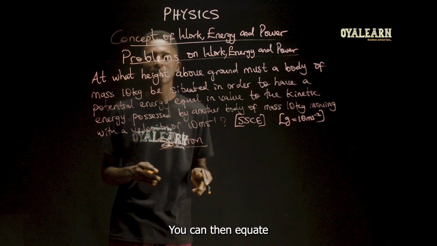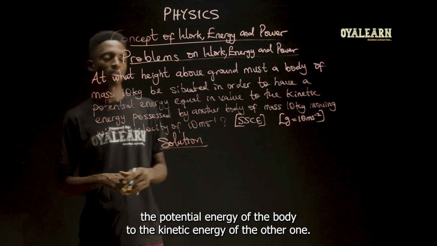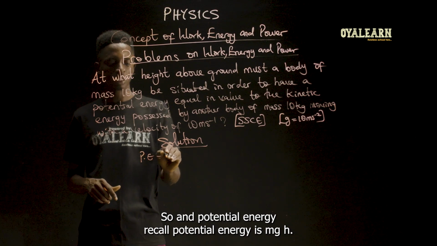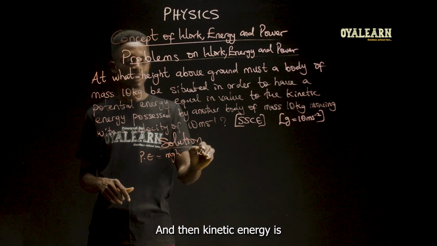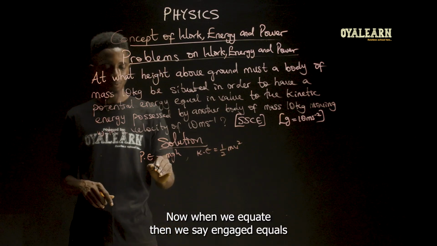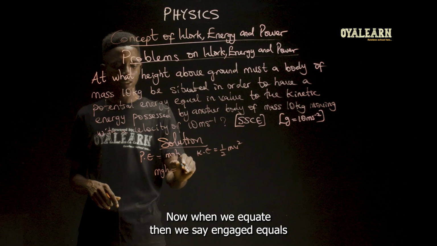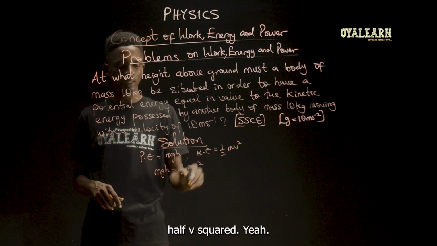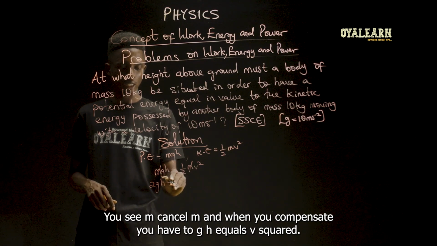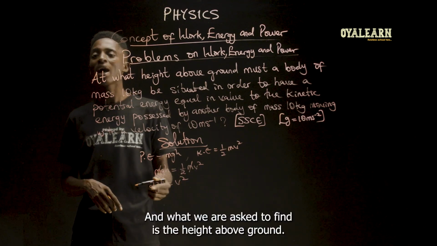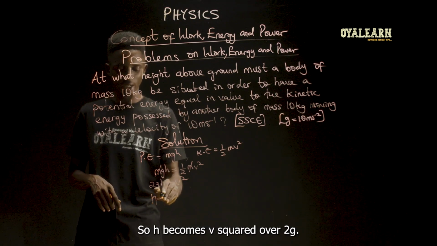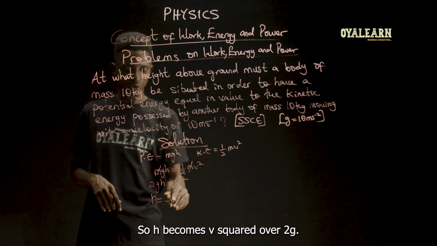you can then equate the potential energy of the body to the kinetic energy of the other one. So, recall potential energy is mgh, and then kinetic energy is half mv squared. Now when we equate them, we say mgh equals half mv squared. Here you see m cancels m, and when 2 comes here, you have 2gh equals v squared. And what we are asked to find is the height above ground. So we make that the subject. So h becomes v squared over 2g.